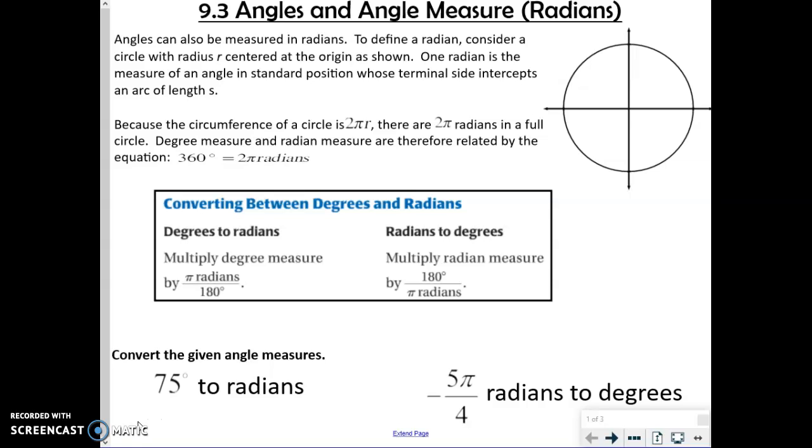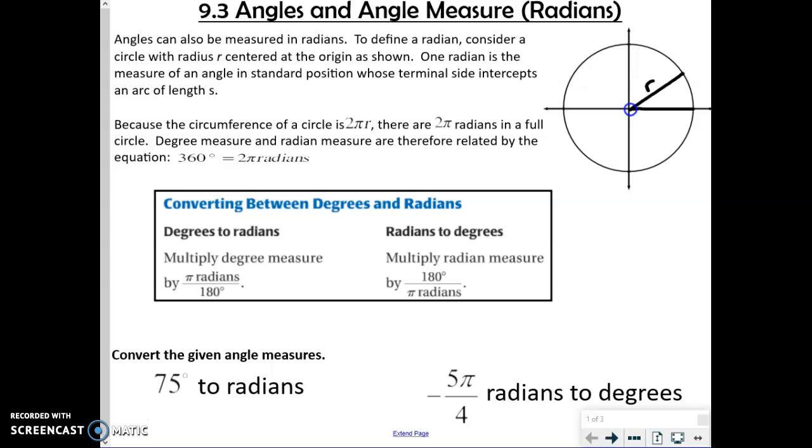Lesson for today 9.3, angles and angle measure, but today instead of degrees what we're going to be talking about are radians. So to define a radian, I put a little definition on here for us. To define a radian, consider a circle with a radius r centered at the origin as shown. Here's our angle in standard position, here's our initial side, and here is our terminal side with a radius r.